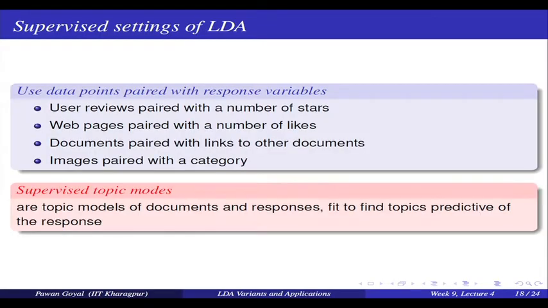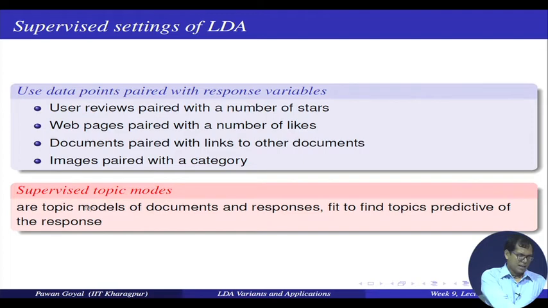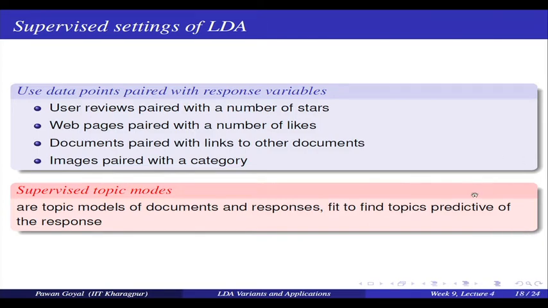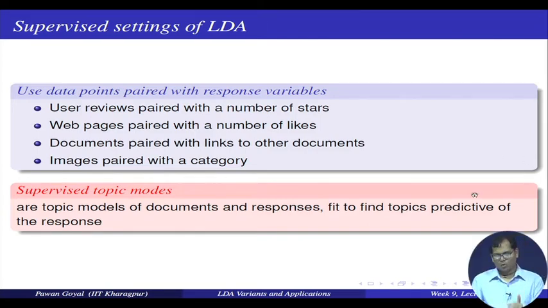So, what is the idea? Here you are modeling the documents along with the responses or the categories, and the model is fitted to find topics that are predictive of the response. That is, how do the topics tell about the response? How do the topics correlate with the responses? So, how is it done?